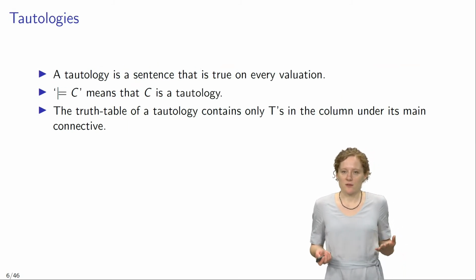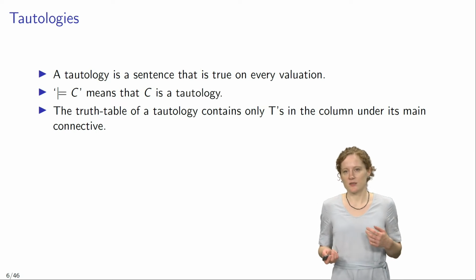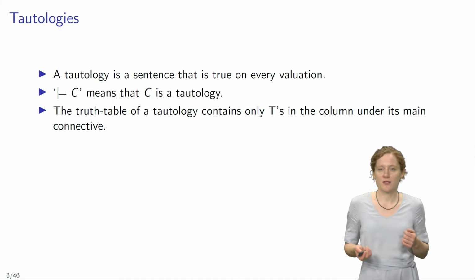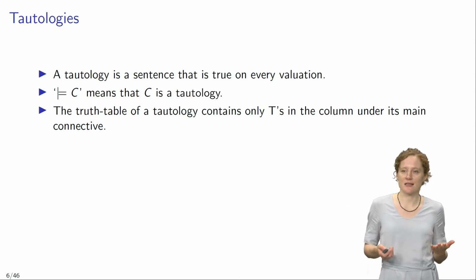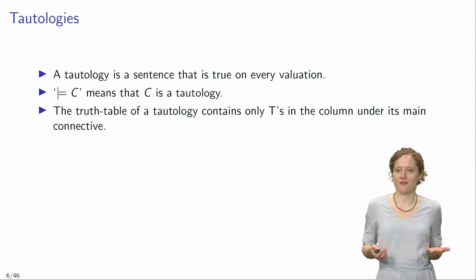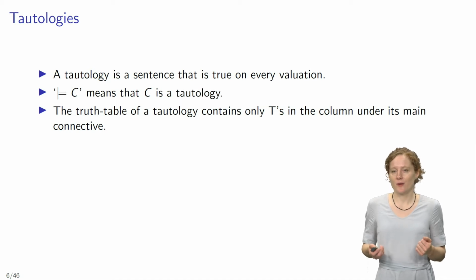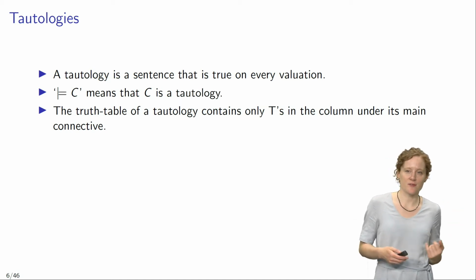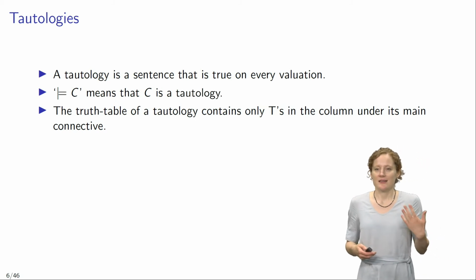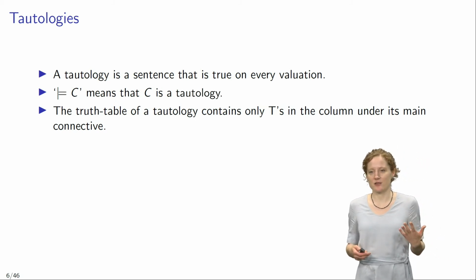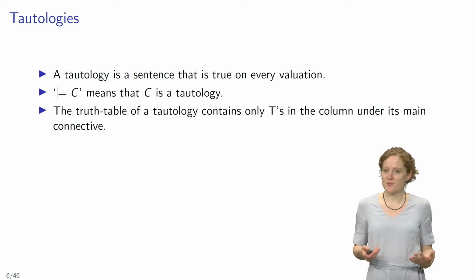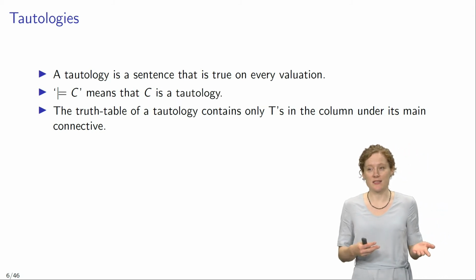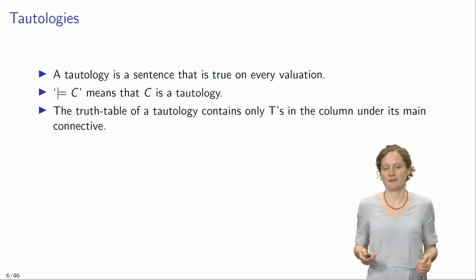Now, we can also use the double turnstile to say that a sentence is a tautology. So you may recall that a tautology is a sentence that is true on every valuation. And when we say double turnstile C, with nothing to the left of the double turnstile, that means that C is a tautology. And as you may recall, the truth table of a tautology contains only T's in the column under its main connective.